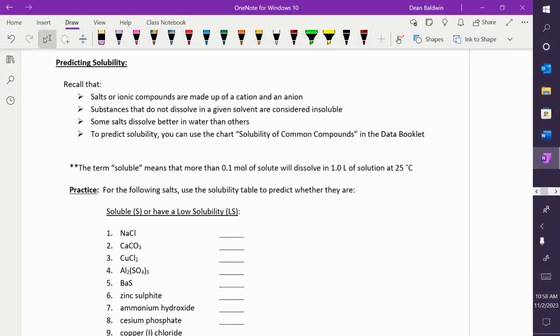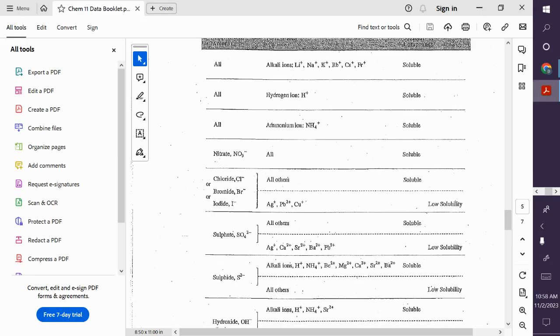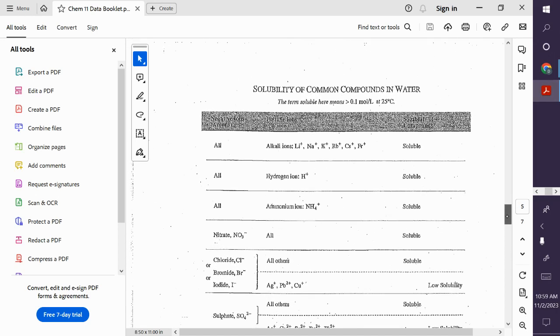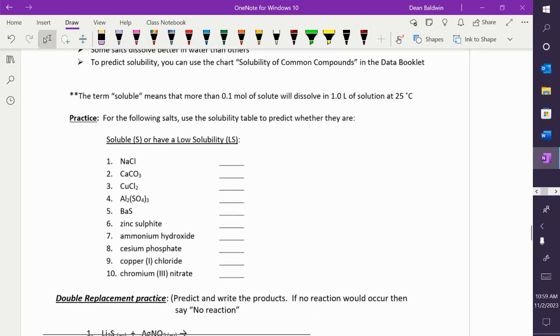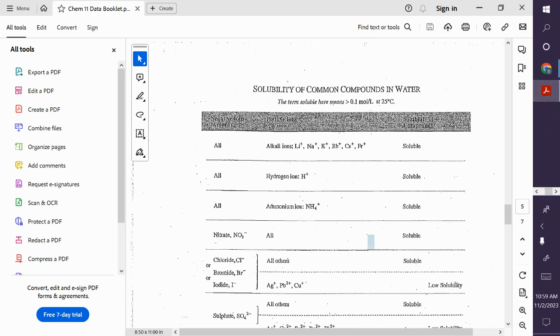Okay, so if you have a double replacement reaction, then you have to look at solubility, all right? Because sometimes you form a solid and something will fall out of solution, which we call a precipitate, okay? In your data booklet, you have this solubility table, solubility of common compounds in water. It will tell you if things will form a solid or not. So if we look at NaCl, is it soluble or not soluble? Okay, what they would call low solubility. All right, so sodium chloride. So you go to your data table, the top here.